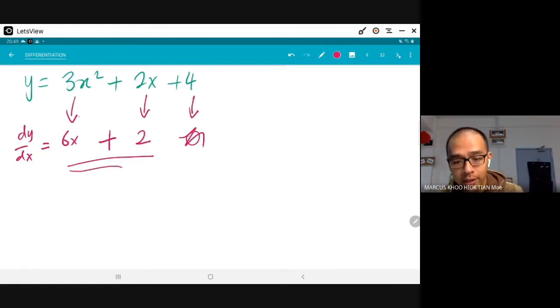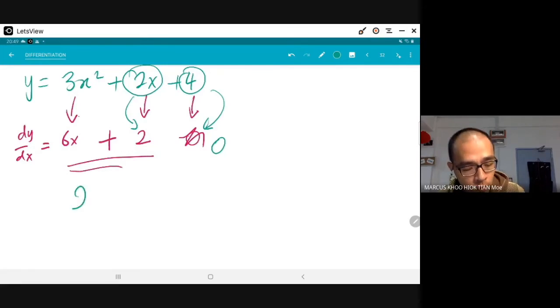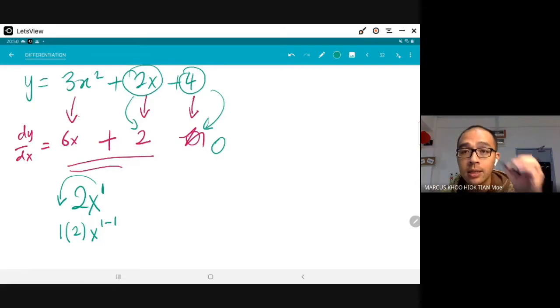Some of you may be asking, how does this differentiate to this, and how does this differentiate to zero? 2x is actually 2x to the power of 1. If there's no power, then the power is 1. So when you differentiate, you bring the 1 to the front. So 1 times 2, x to the power of 1 minus 1 is actually 0. 1 minus 1 is 0. So 1 times 2 is 2. 2x to the power of 0 is actually 2.